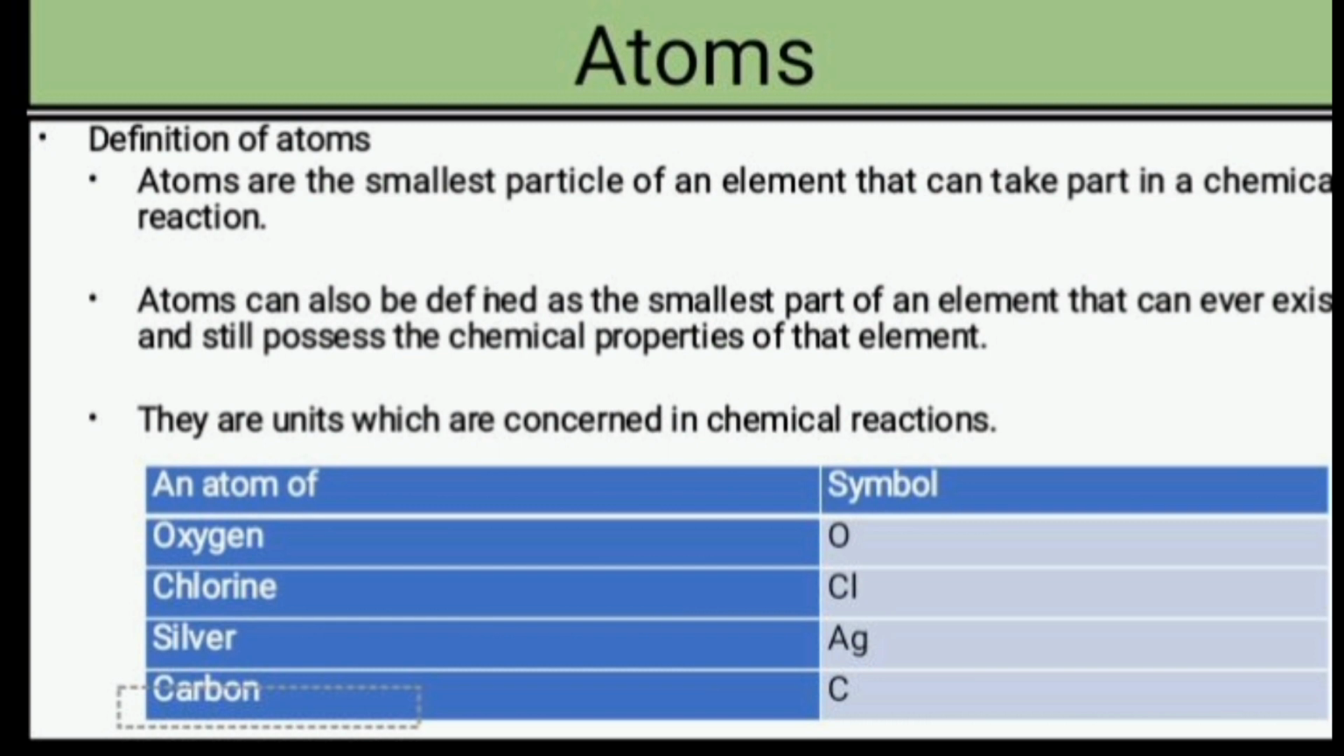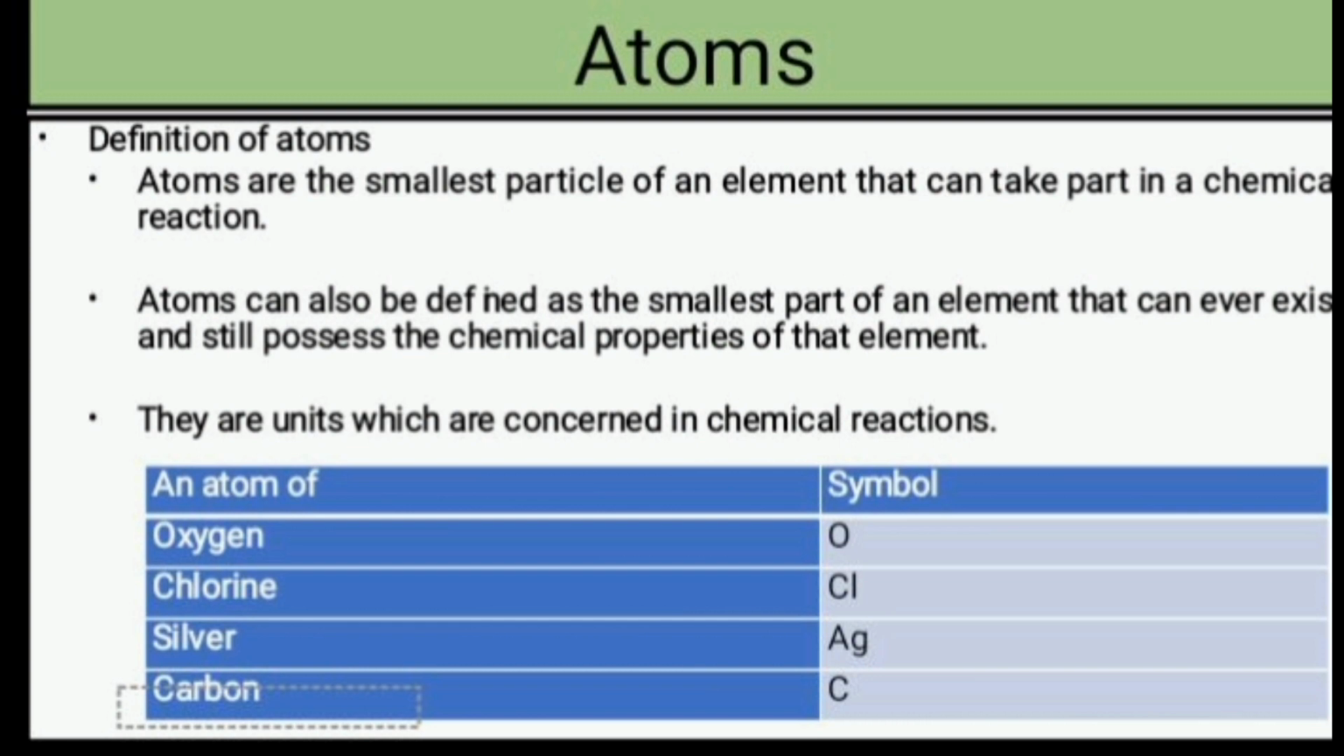That is, the smallest part of an element, either you define it in terms of the part that can take part in a chemical reaction, or you define it as the smallest part of it that can exist and still remain that particular element. That's why we say an atom is the smallest part of an element that can ever exist and still possess the chemical properties of that element.